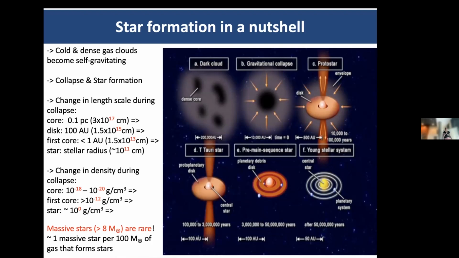But then if we collapse, before we even form a star, we form a first core. This is an object which is optically thick. We are here at densities of about 10 to the minus 12 grams per cubic centimeter. So this is at least 6 orders of magnitude in density, which we are going here. Finally, the star has a density of 1 gram per cubic centimeter. So there's another 12 orders of magnitude to go. But typically we cannot even resolve these densities in numerical simulations unless you do SPH or maybe a moving mesh.